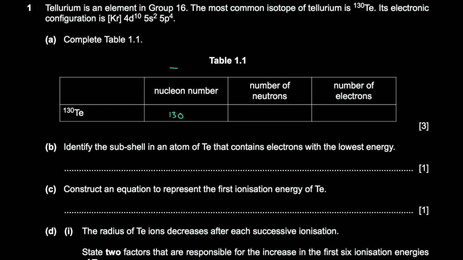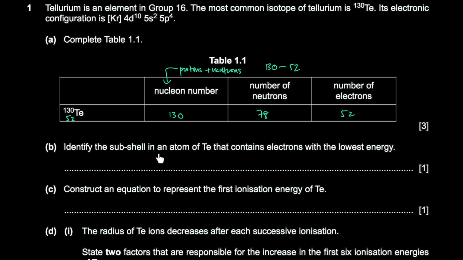Remember, the nucleon number is protons plus neutrons. We know that the atomic number is 52. So that means the number of neutrons is 130 minus 52, which comes out to 78. The number of electrons is equal to the number of protons because it's a neutral atom, so the number of electrons is 52.